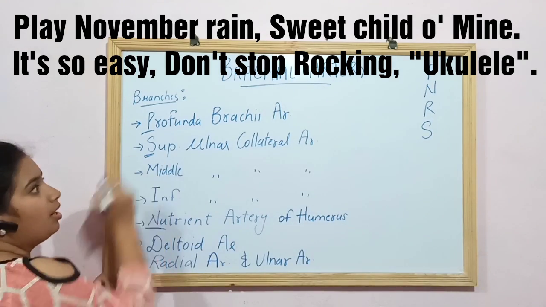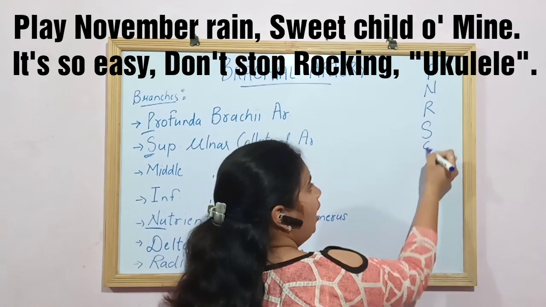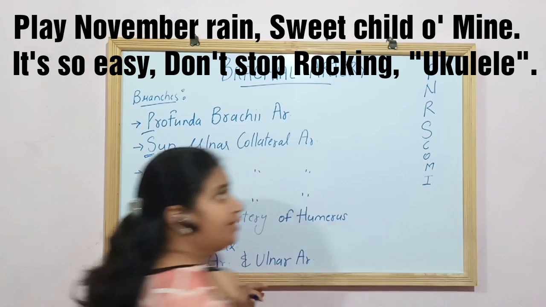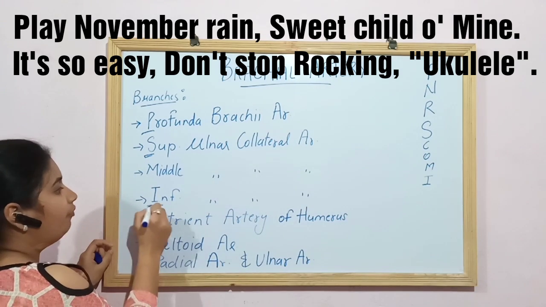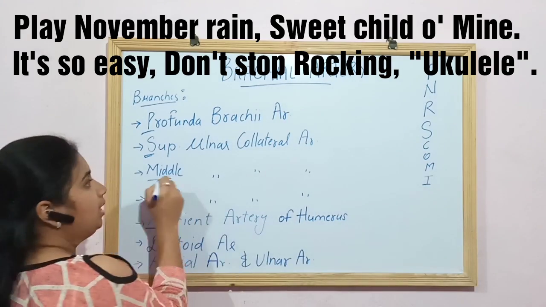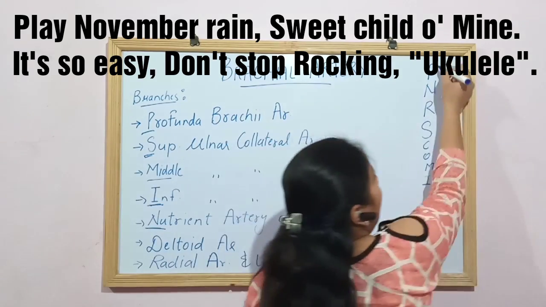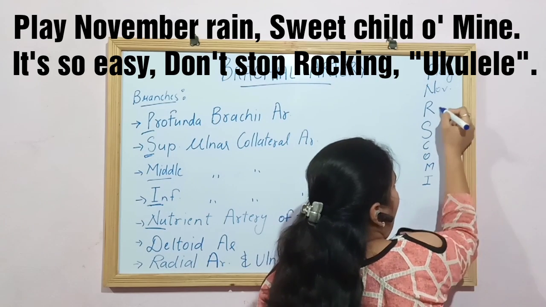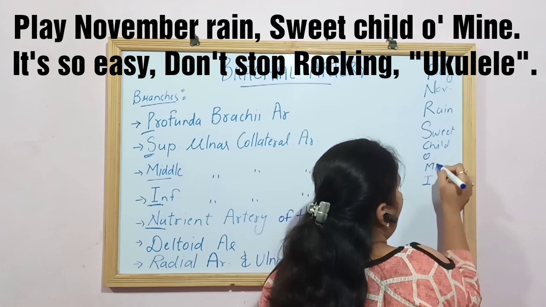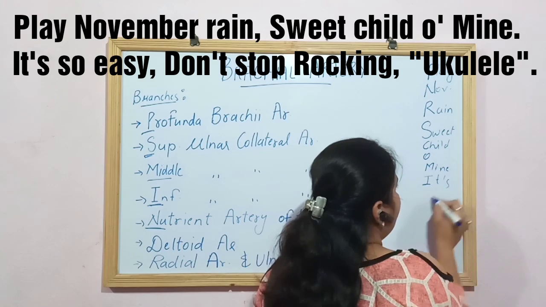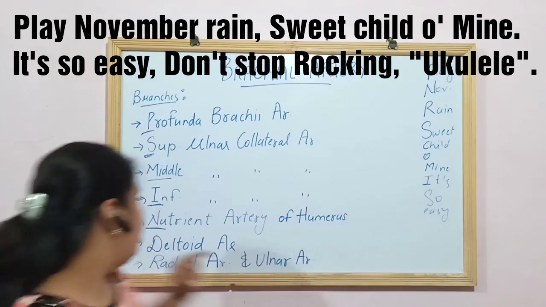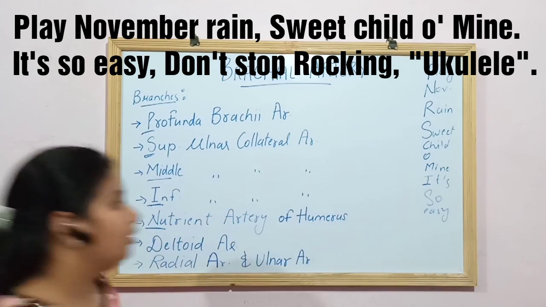S is for superior ulnar collateral artery. Sweet child o' mine, it's so easy: I is for inferior ulnar collateral artery, and M is for the middle ulnar collateral artery.